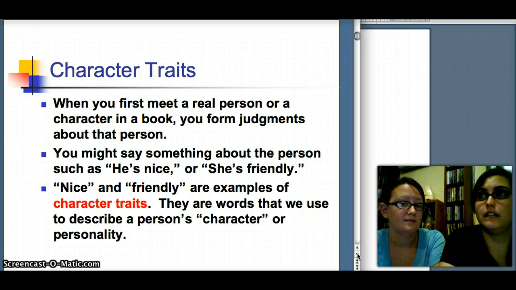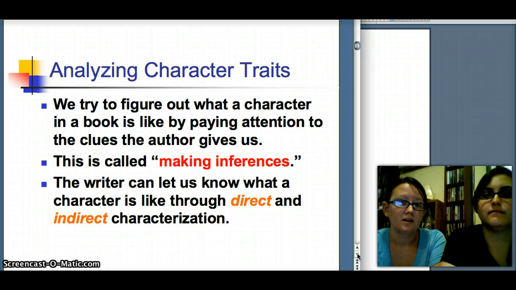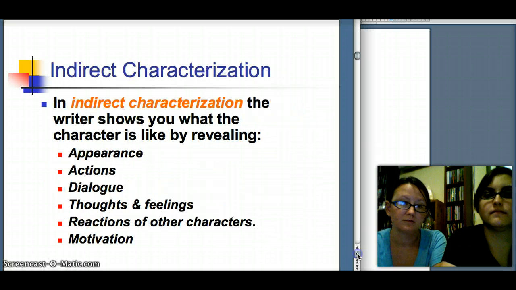So mean, nice, friendly, but we can also have IB traits: balanced, reflective, inquiring, all the traits we went over last week. Now, we also make inferences about our character, which we talked about last night. We take what we know plus what we see, and it gives us an idea. We're reading between the lines, and we're doing this because it would be really boring if everything in the book was spelled out for us and we didn't have to think about it at all.